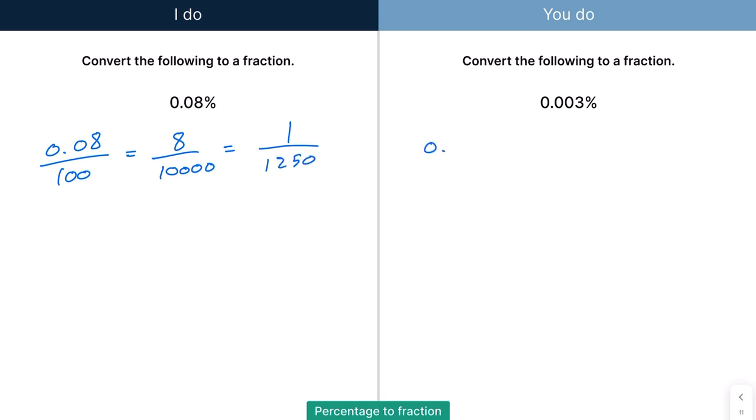So again, hopefully you've pressed pause and had a go at this. So the percent symbol just means out of 100. To get rid of the decimal, we hop 1, 2, 3, so we times the top and bottom by 1,000 this time. So that is 3, and add 3 zeros on here. And that is it. That's the answer in its simplest form.